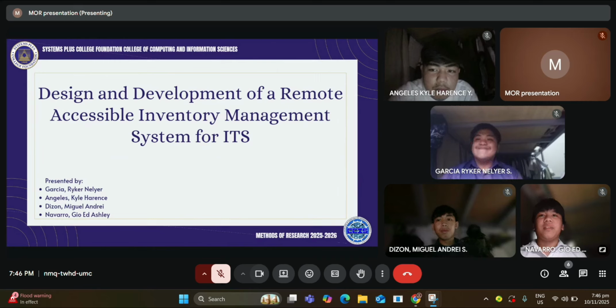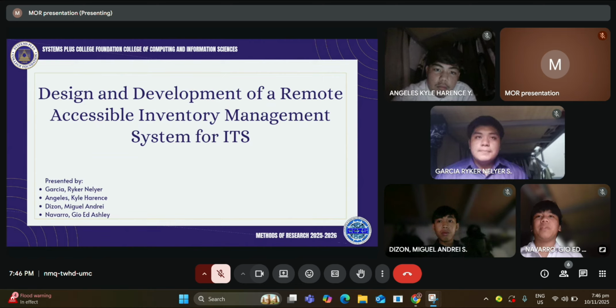Good day everyone, we are the BSIT students from System Plus College Foundation, and today we'll be presenting our research proposal titled Design and Development of a Remote Accessible Inventory Management System for ITS. This study focuses on creating a web-based system that helps the Information Technology Services Department manage and monitor their assets efficiently and securely. I am Gio Navarro, and my group members are Rico Nevler Garcia, Miguel Andre Dizon, and Kyle Haren Sangeles. Next slide.